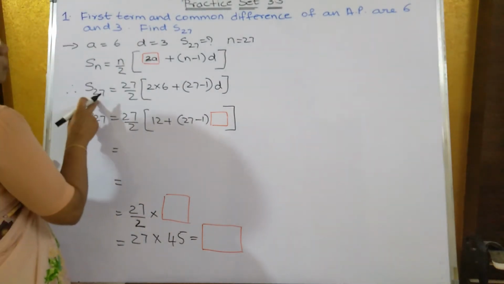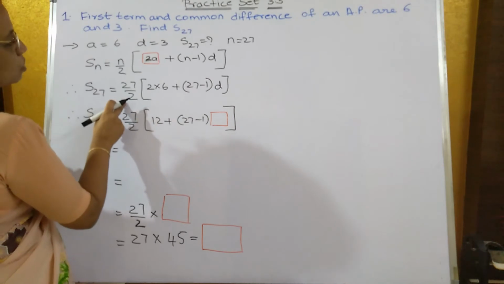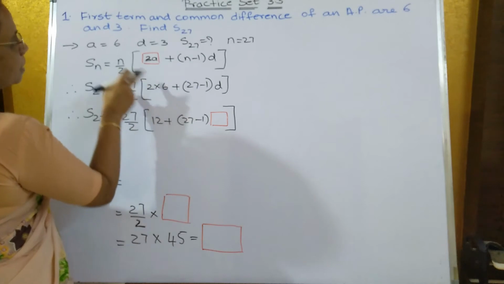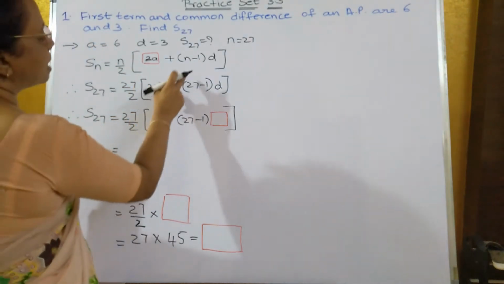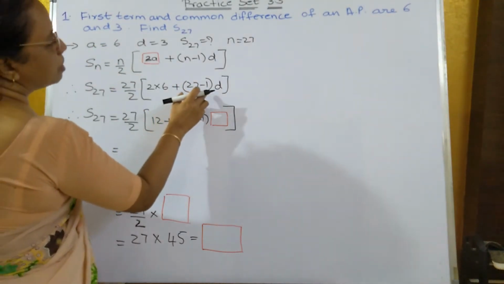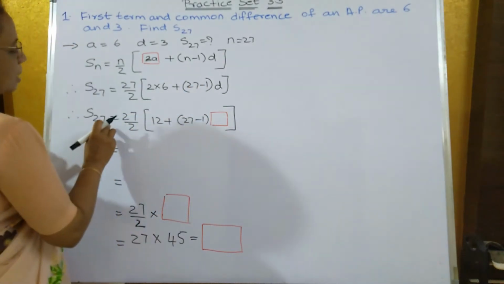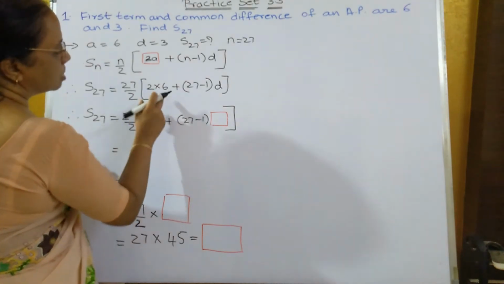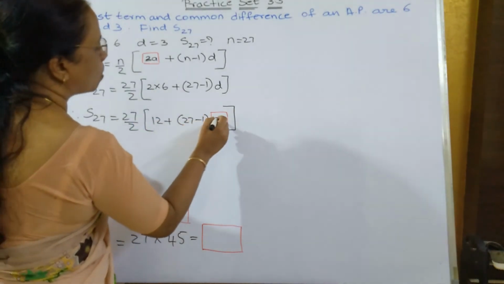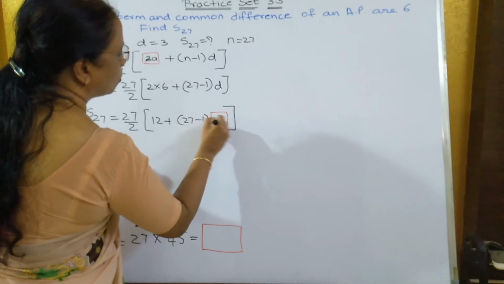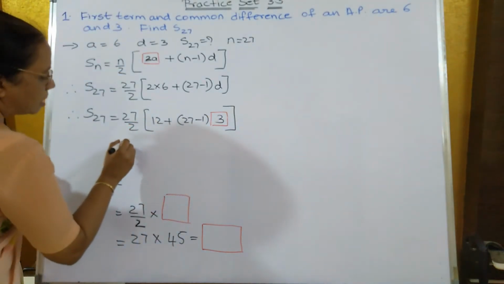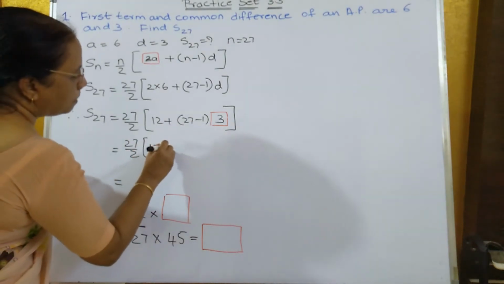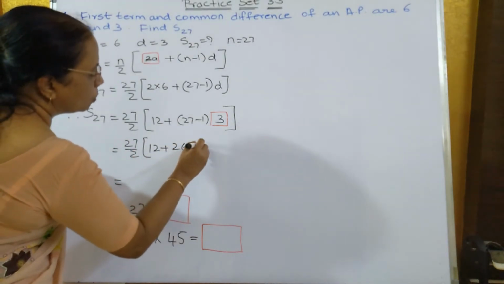Therefore S27 is equal to 27 upon 2 into (2 into 6 plus (27 minus 1) into d). What is a over here? 6. So 2 into 6 plus 27 minus 1 into d. That is equal to 27 upon 2 into (12 plus 27 minus 1). d is equal to 3 over here. So that is equal to 27 upon 2 into (12 plus 26 into 3).